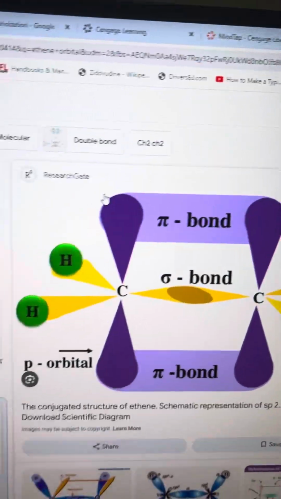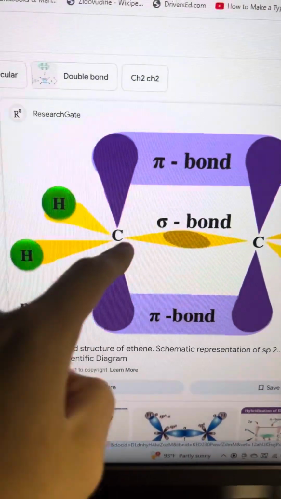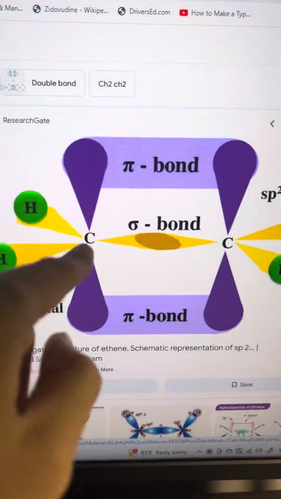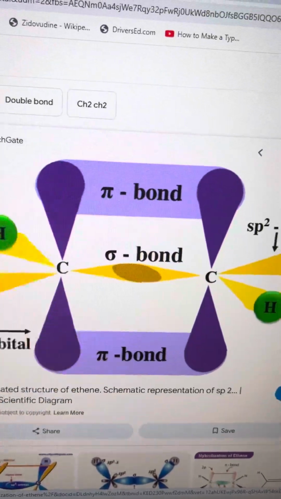So with this double bond, you can make things like ethylene, or ethene. I think I have a picture of it somewhere. Well, yeah, this is the picture of it. So you have carbon, hydrogen, hydrogen, carbon, hydrogen, hydrogen. This is the double bond.